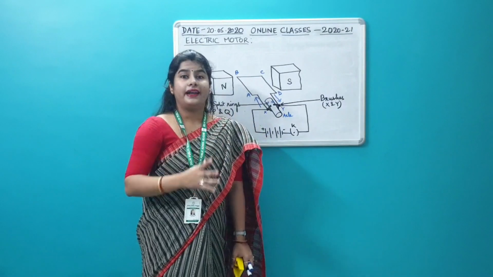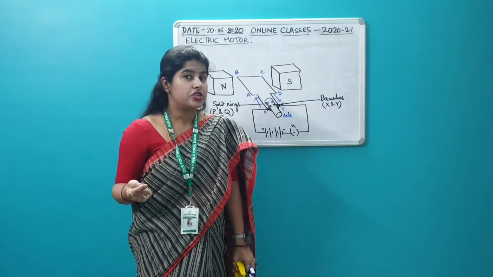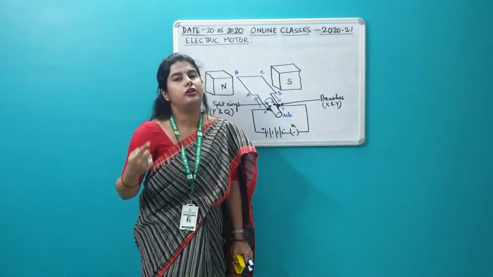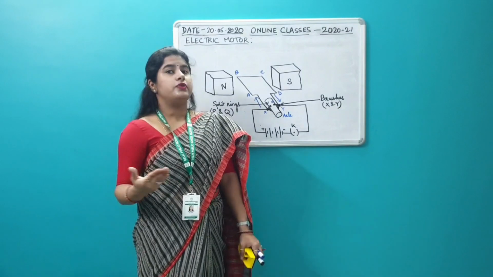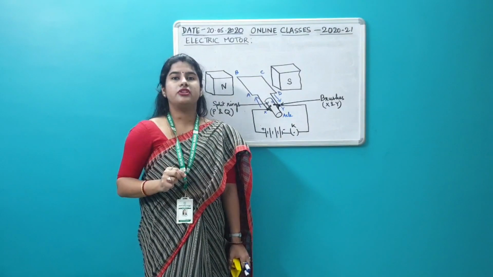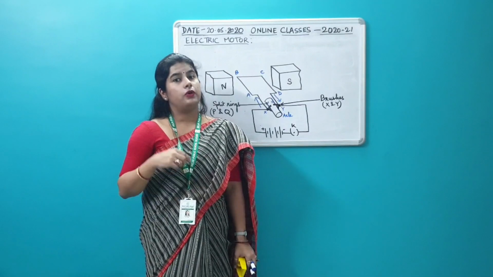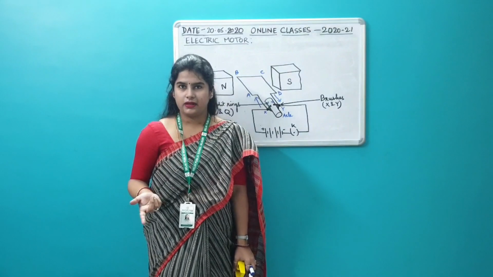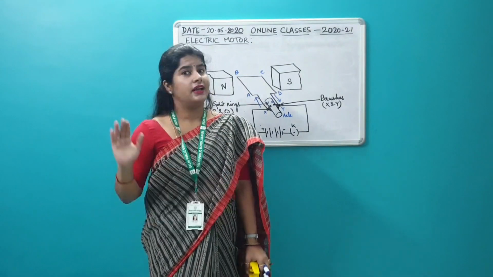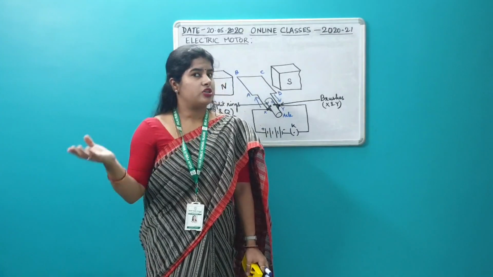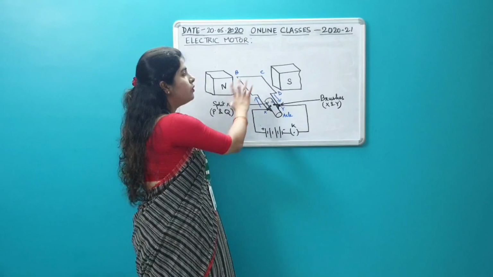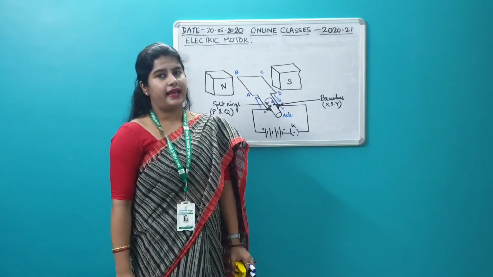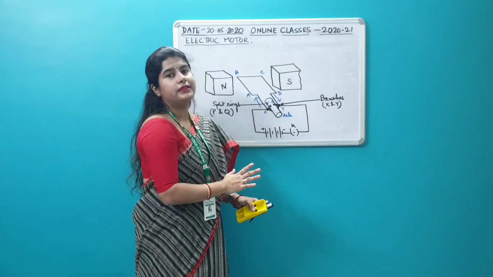Since the current is constantly getting reversed, this rectangular coil will keep on rotating. And as we know from the definition, an electric motor is a rotating device which converts electrical energy into mechanical energy, used in various appliances like mixers, electric fans, washing machines and so on. This is the working of an electric motor, and this diagram is very important for your exam. So you have to remember this.